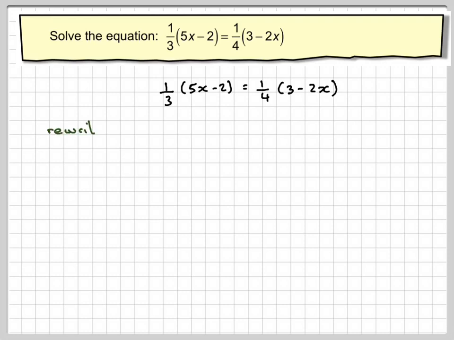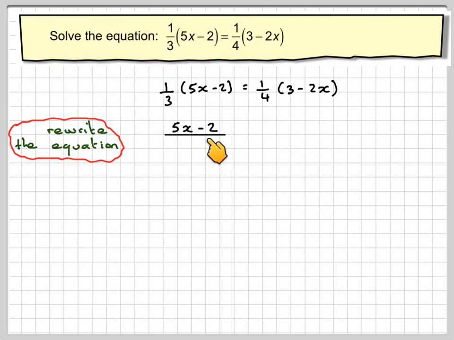It might be easier to rewrite the equation, because multiplying by 1/3 is the same as dividing by 3. So rewrite this equation as (5x − 2) divided by 3. And the same here, multiplying by 1/4 is the same as dividing by 4. So write this as (3 − 2x) divided by 4.